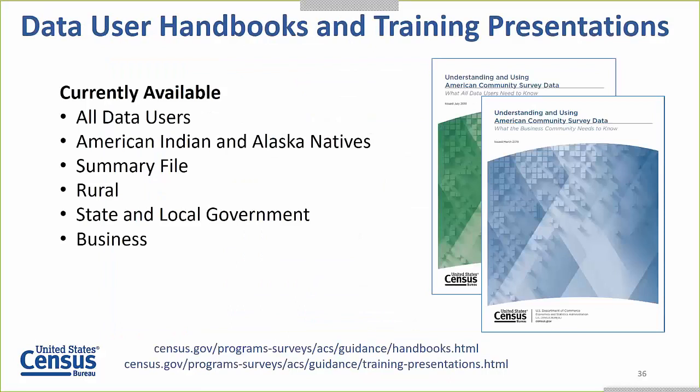We're in the process of updating our handbooks for data users. Each of these handbook PDFs helps particular groups with specific how-to instructions or case studies. We also have a number of training presentations with recordings, slides, and transcripts covering a variety of topics, such as using the API or Introduction to the ACS. We are working on an updated handbook for journalists, and we hope that will be released soon. But you can see on the slide which handbooks have been recently updated, including our Handbook for All Data Users, American Indian and Alaska Native Data Users, Summary File, Rural, State and Local Government, and Business.